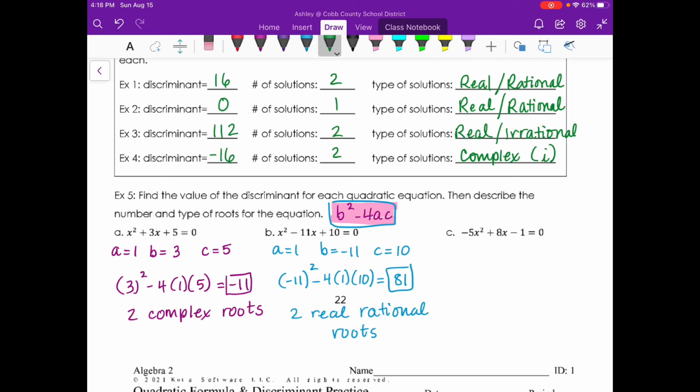Last one, this one is in standard form. So A is negative 5, B is 8, and C is negative 1. So 8 squared, that's b squared, minus 4 times negative 5 times negative 1. This should give me 64 minus 20, which is 44. So 44 is a positive number, so I should get two real solutions. And it's not a perfect square number, so it's going to be an irrational pair of roots.